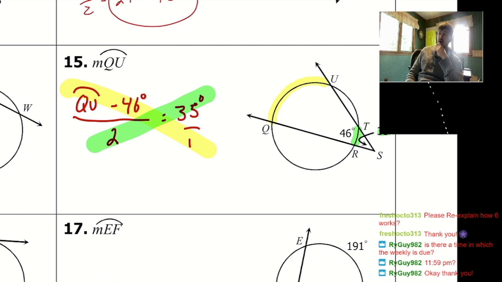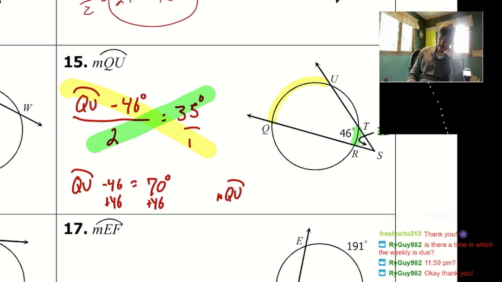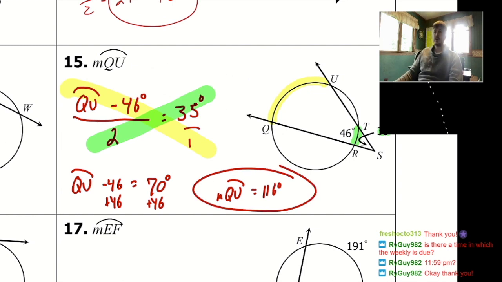So we get QU minus 46 equals 35 times 2, which is 70. Then we're going to add 46 to both sides. And that's how we get the measure of QU to be 116 degrees. So obviously we can go backwards with these, which we did with the other ones as well. You're just going to set everything equal to whatever that angle that you have is.